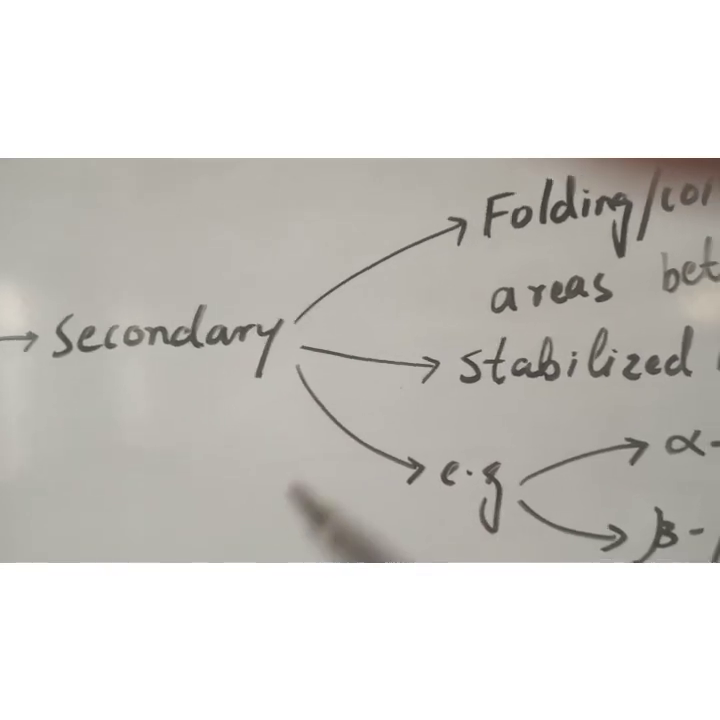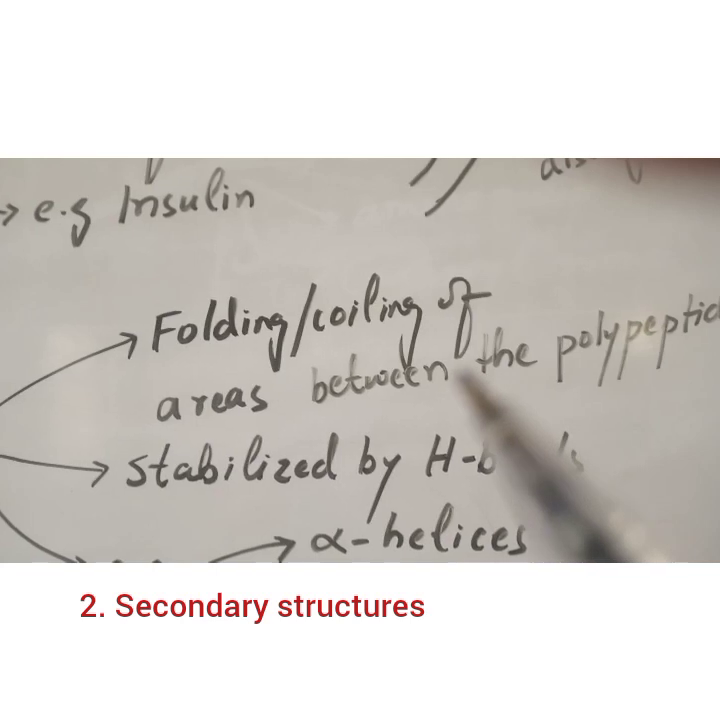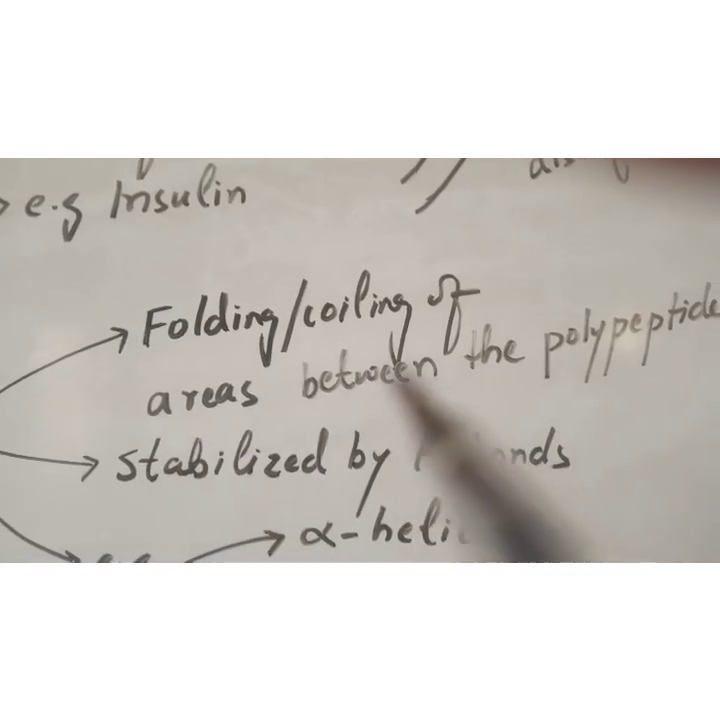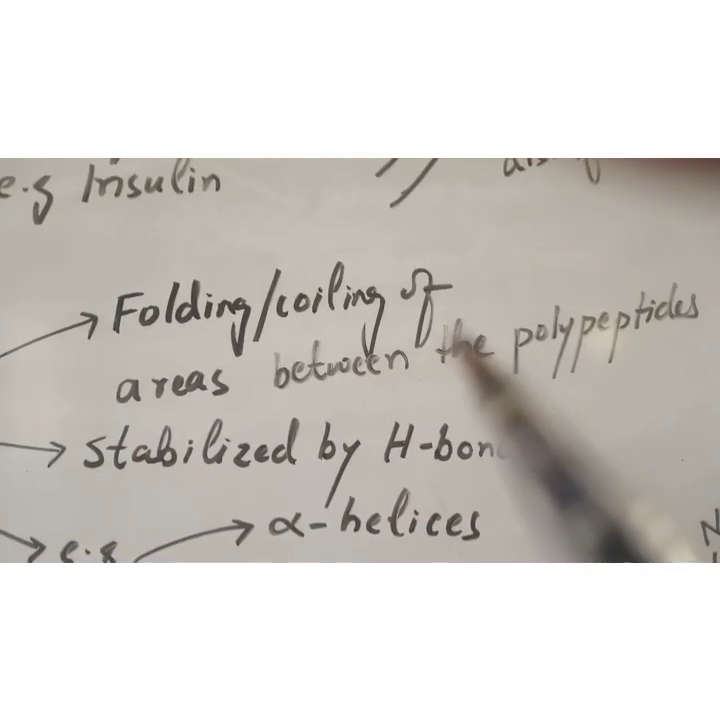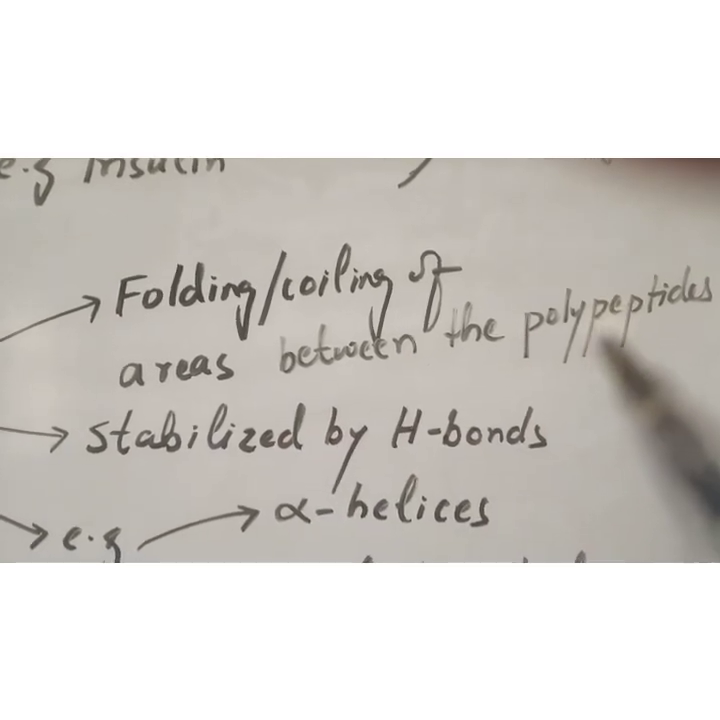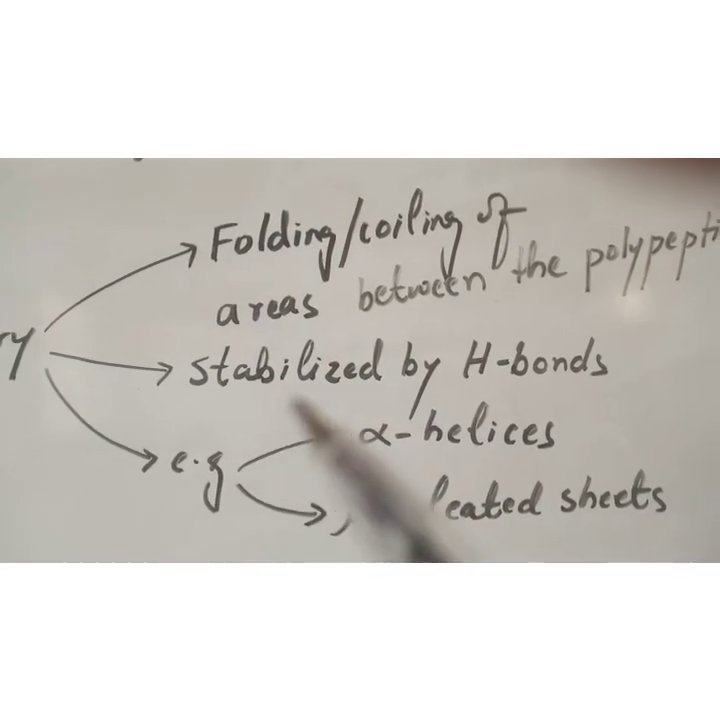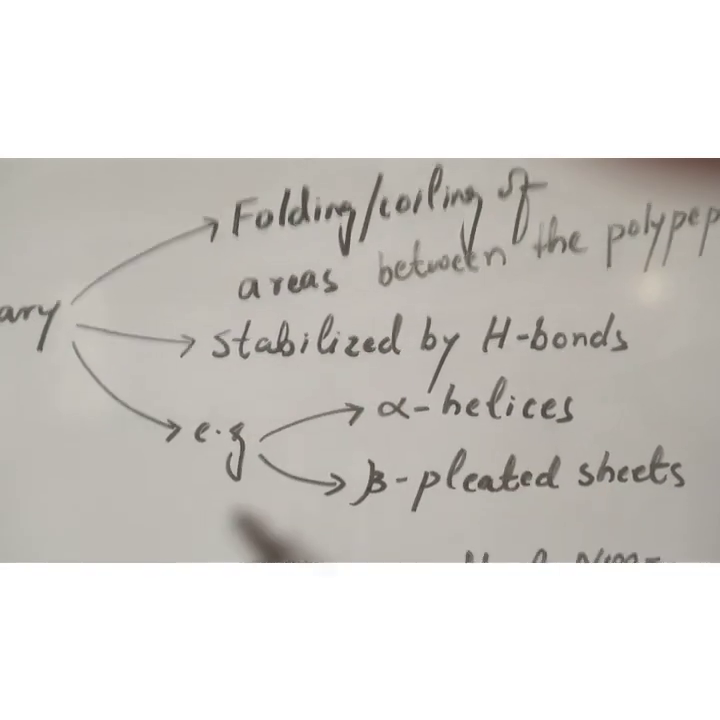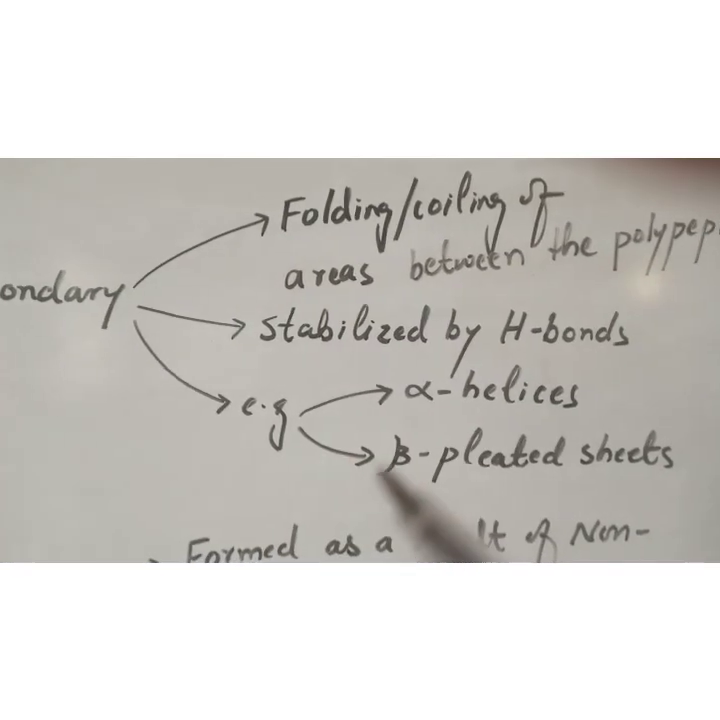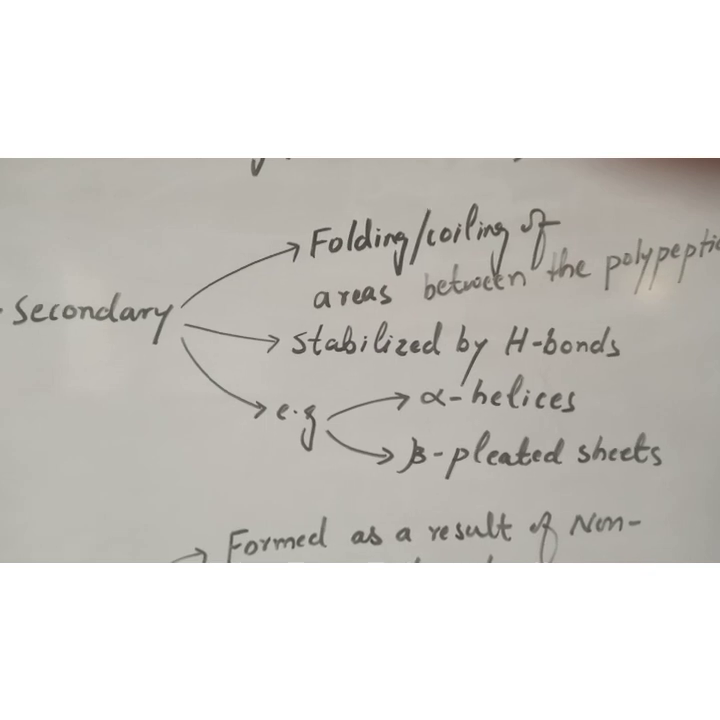Secondary structures, these are formed by the folding or coiling of areas between the polypeptide chains or within the proteins, and these are stabilized by hydrogen bonds. For example, alpha-helix and beta-pleated sheets.